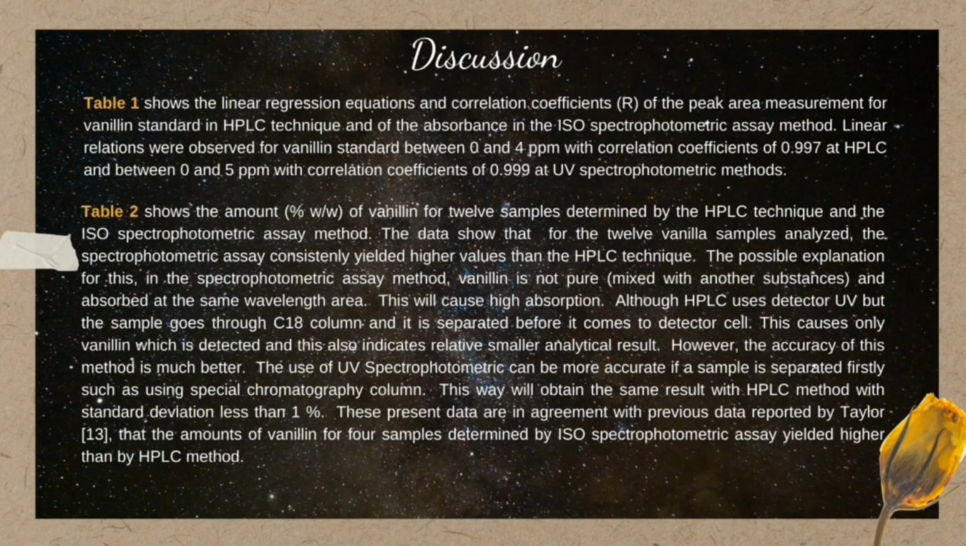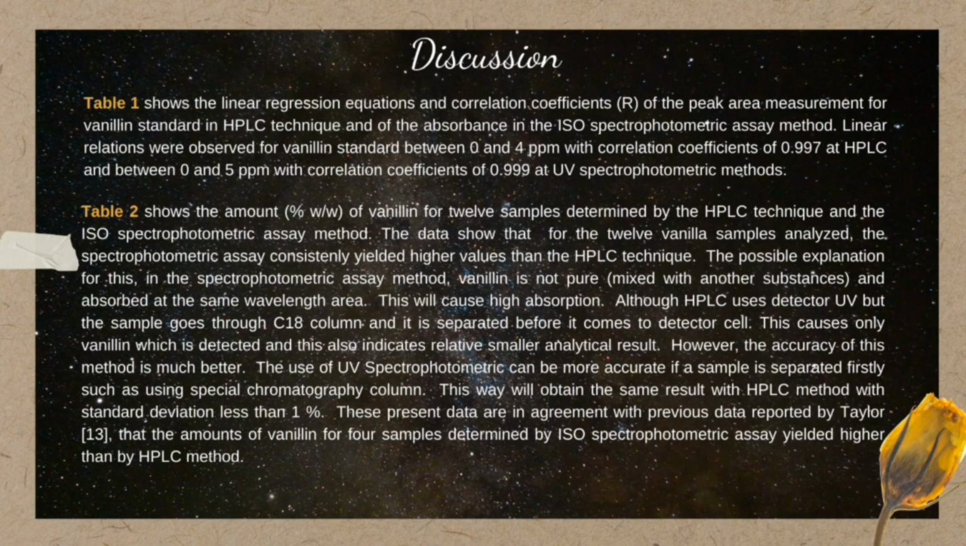Data show that for the 12 vanilla samples analyzed, the spectrophotometric assay consistently yields higher values than the HPLC technique. The possible explanation for this is that in the spectrophotometric assay method, vanillin is not pure, mixed with another substance and absorbed at the same wavelength area. This will cause high absorption. Although HPLC uses a UV detector, the sample goes through a C18 column and is separated before it comes to the detector cells. This causes only vanillin to be detected, and this also indicates relatively smaller analytical results. However, the accuracy of this method is much better.